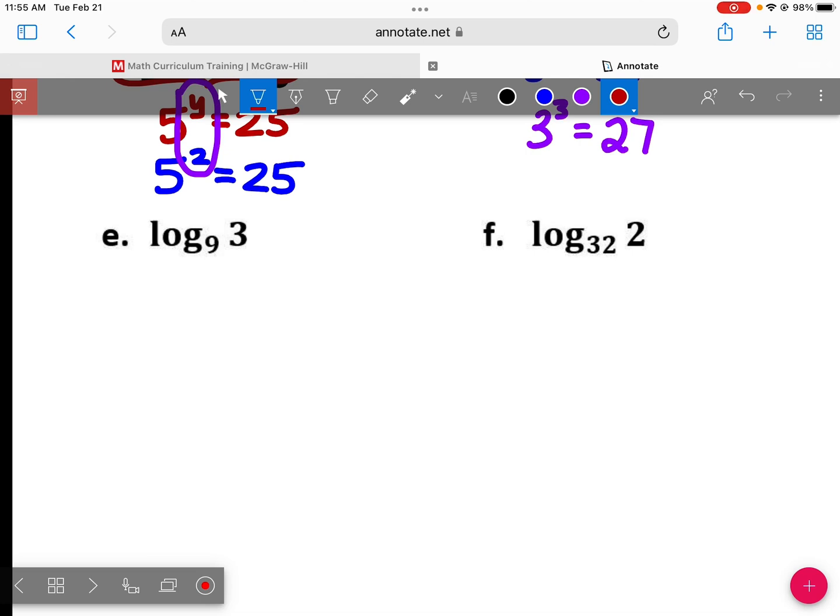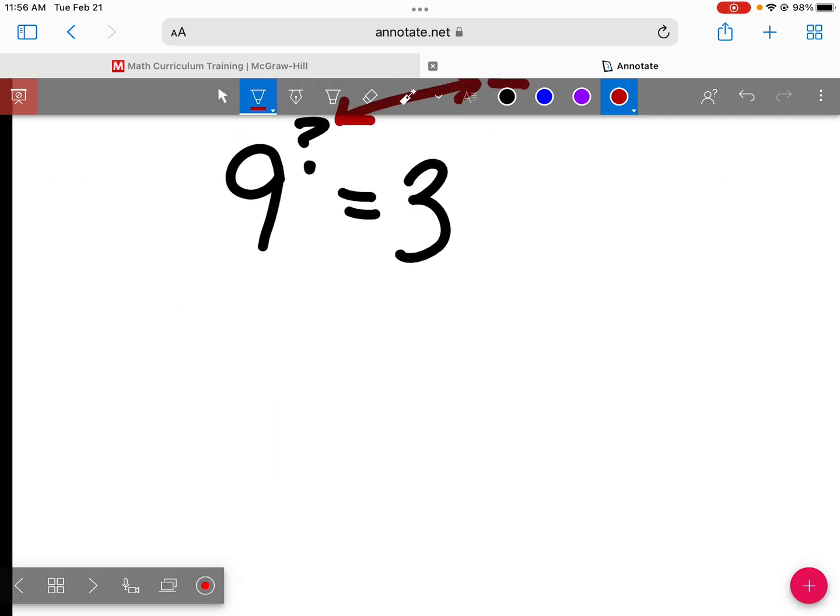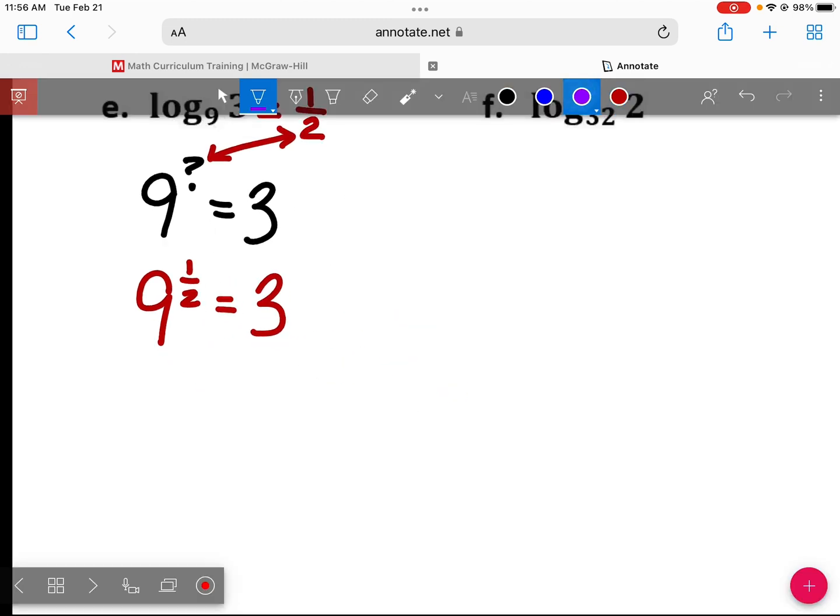Look at E. What's my base on part E? 9. So 9 to some power gives me 3. 1/2. Nine to the 1/2 power is the same as what? Square rooted. That's the square root. Remember, a fractional power is the same as a root.